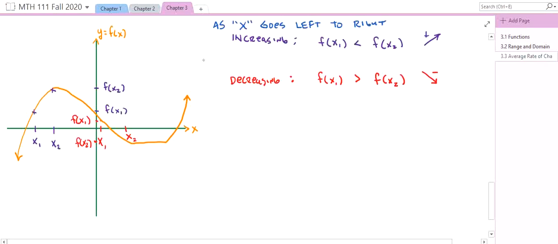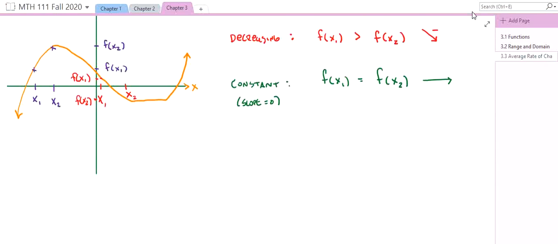Finally, what happens in a constant case? Well, that's simple. F of x1 equals, it's trivial, f of x2. This is constant. The slope is actually equal to 0.